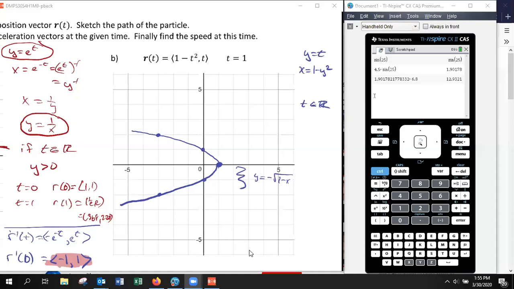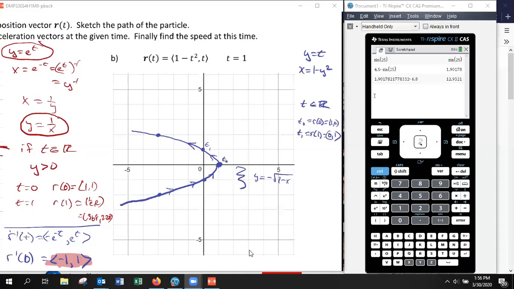So we want to know what's going on at different times. Kind of like what I did before, time 0 is going to be r of 0, and r of 0 is 1 comma 0. So this point right here is t0. Time 1, that would be r of 1, and r of 1 is going to be 0 comma 1. So if we look at 0 comma 1, this point right here is t1, which establishes that the particle should be moving along this parabolic path in this direction.